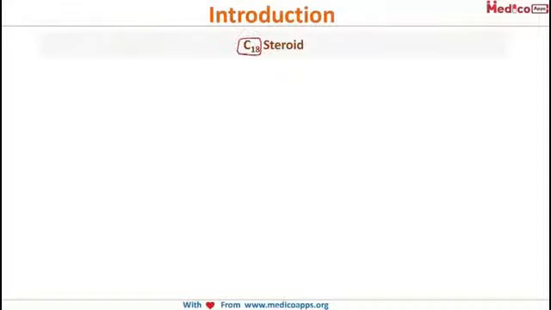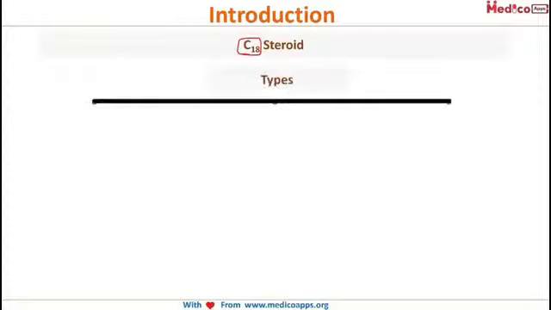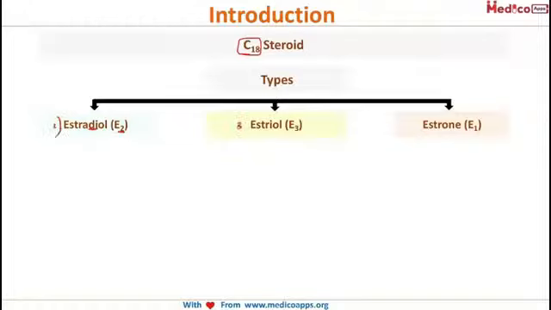Okay, estrogen is a C18 steroid and it is broadly of three types: estradiol, estriol and estrone. Estradiol, di means 2, right? It is E2. Estriol is tri. Tri means 3, okay? E3. And estrone, on, that is 1, that is E1. That is how you can remember. Estradiol, estriol and estrone, okay?